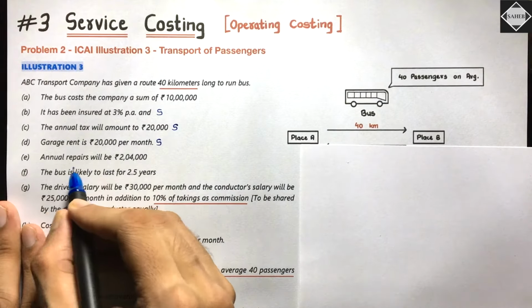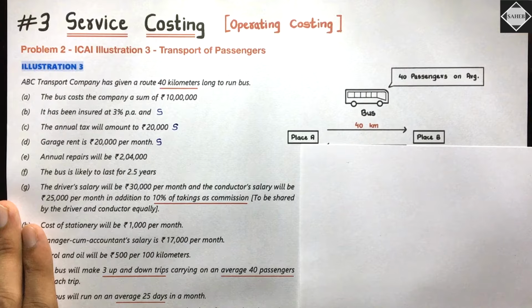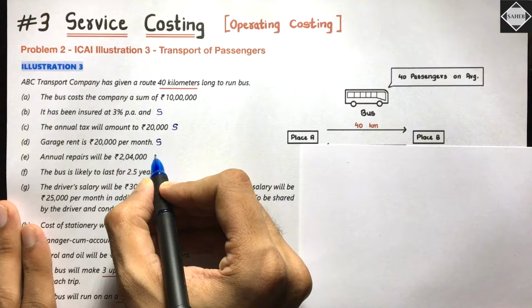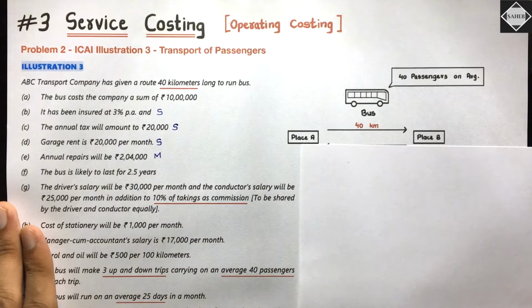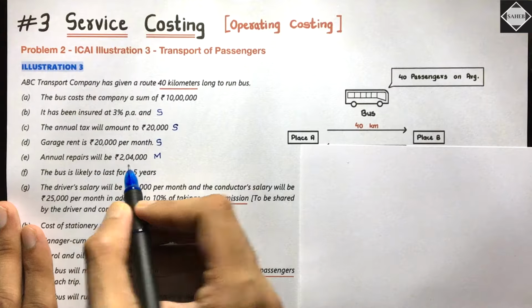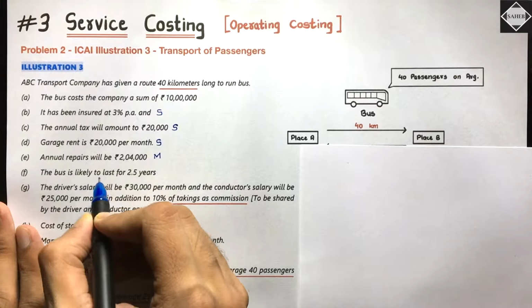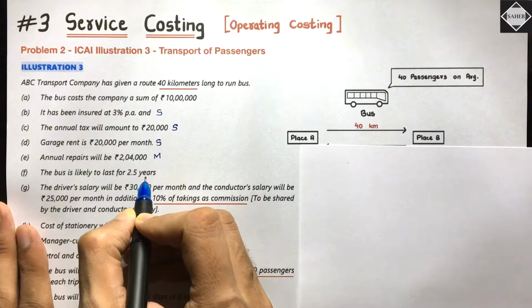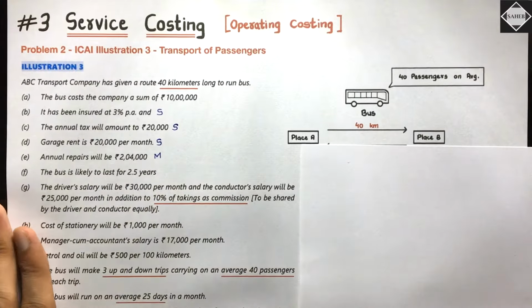Then they are saying annual repairs will be 2,04,000. Now repairs are maintenance charges, a semi-variable cost. So annual repairs will be 2,04,000, and we have to take that in the maintenance charges in the operating cost sheet. Then they are saying the bus is likely to last for 2.5 years.